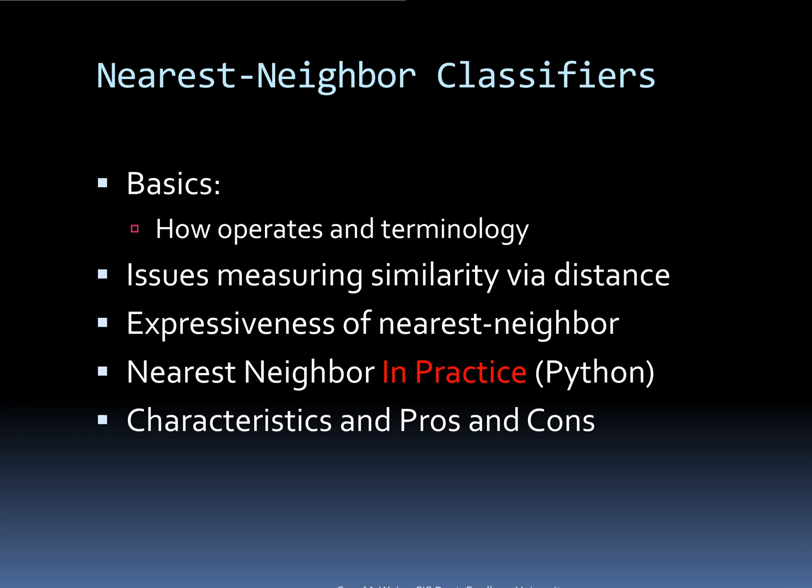We'll explore issues around measuring similarity, particularly the challenges of using distance metrics. Next, we'll discuss the expressiveness of the nearest neighbor approach, which refers to its ability to capture complex data patterns. We'll also look at practical implementations in Python, providing hands-on insights. Finally, we'll consider the characteristics of this method, examining its strengths and limitations. This comprehensive overview will help you understand where and how to effectively apply nearest neighbor classifiers.